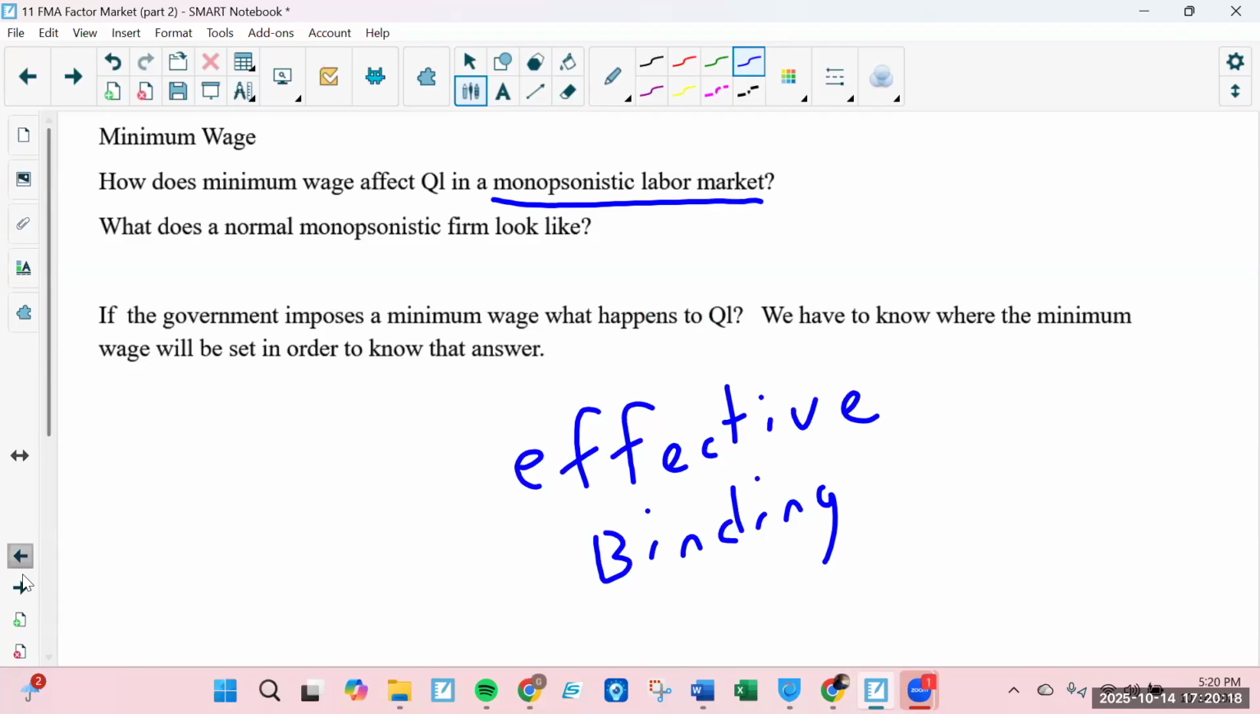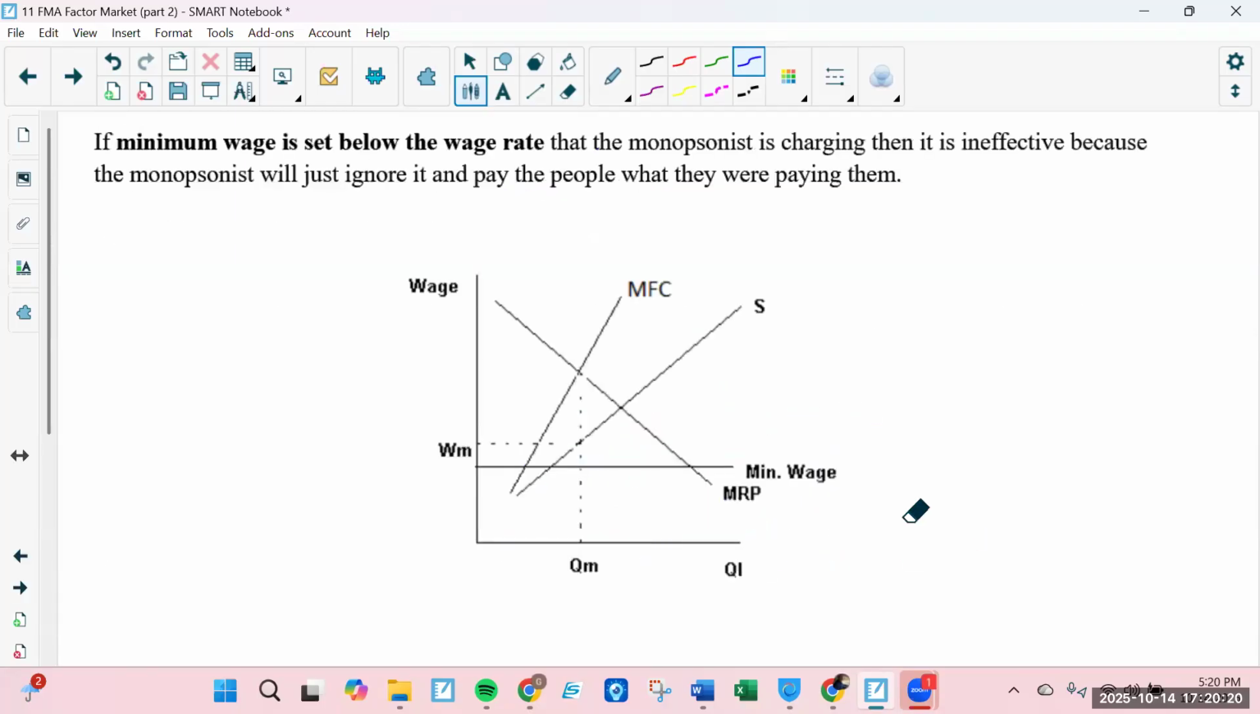Okay, so let's see what happens. Let's suppose that this is a monopsony here. And right now, ignoring the minimum wage, this monopsony is going to hire QM workers, because we go where MRP equals MFC. And the wage rate always comes from the supply curve, so the wage rate would be WM. So right now, this firm would hire QM workers and pay them WM. If we put the minimum wage down here, that wage is below WM. So that minimum wage is ineffective. It is not a binding wage. So the firm would just totally ignore it.